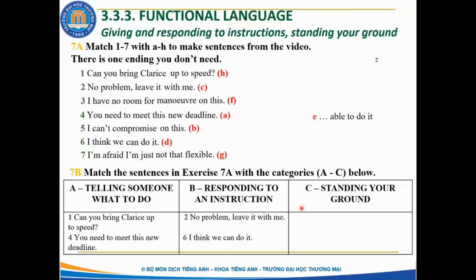Alright, and for number C, standing your ground. So which sentences in 7a that we can put here? 3. I have no room for maneuver on this. Tôi không thể nào thay đổi được, không thể nào điều chỉnh được. Number 5. I can't compromise on this. Tôi không thể nào thỏa hiệp được cái việc này. And number 7. I'm afraid I'm just not that flexible. Tôi xin lỗi nhưng mà tôi không thể nào linh hoạt được trong cái việc này. Alright.